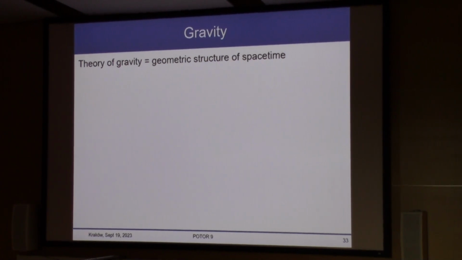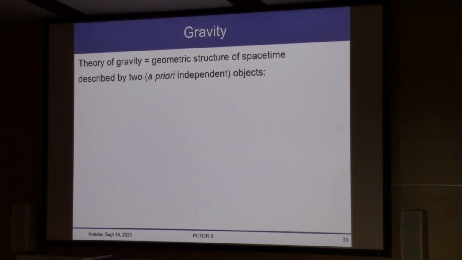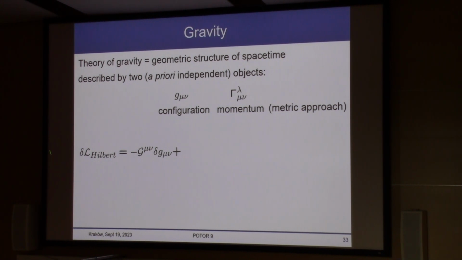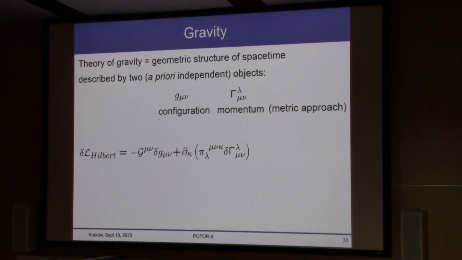Now I'm slowly coming to the end of my story. Gravity. The theory of gravity, a priori, is a theory of two independent objects. A priori, they are completely independent: metric and connection. In the metric approach, the metric is treated as a configuration while the momentum arises. And this is the formula which is written or derived on page 520 of Wheeler-Misner-Thorne, but there is also a boundary part. I am very proud because I calculated this boundary part as soon as I read Wheeler-Misner-Thorne.